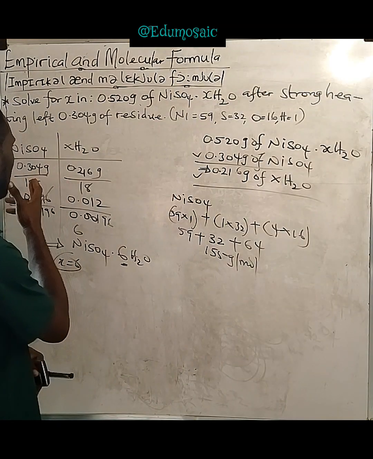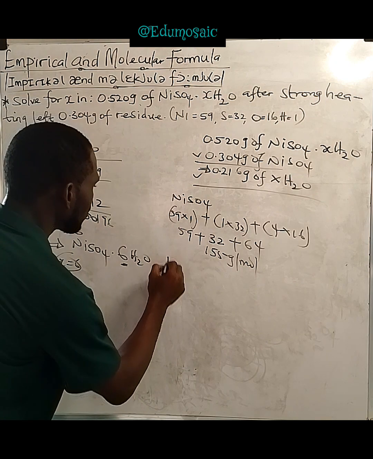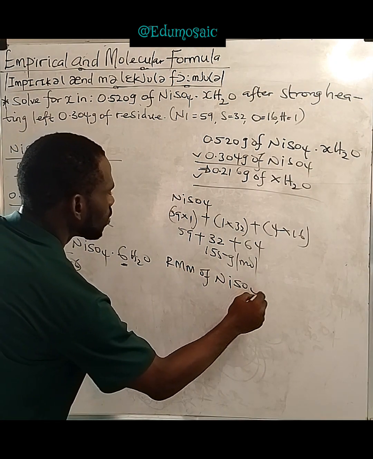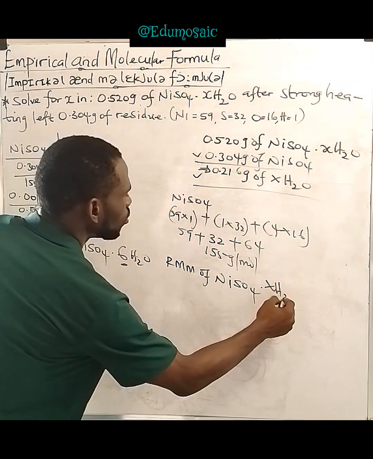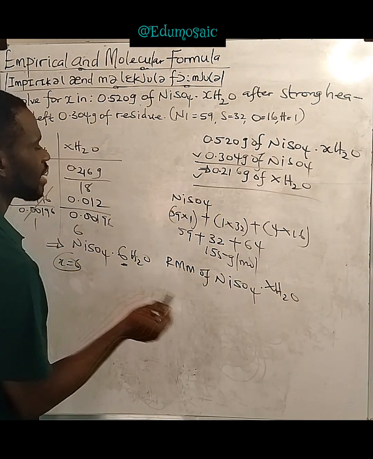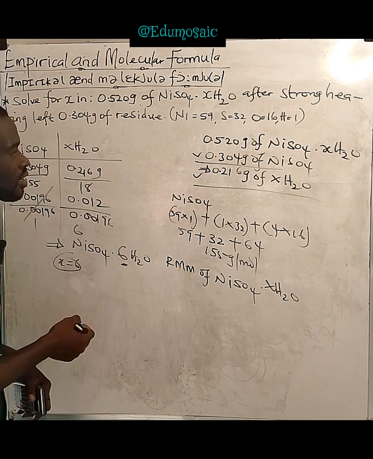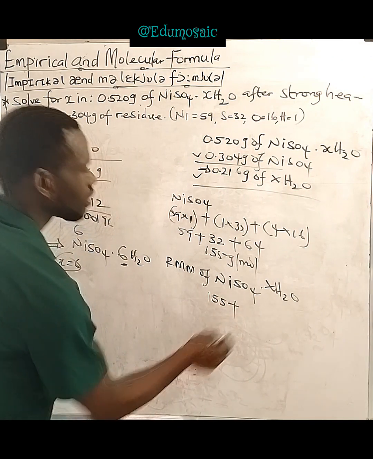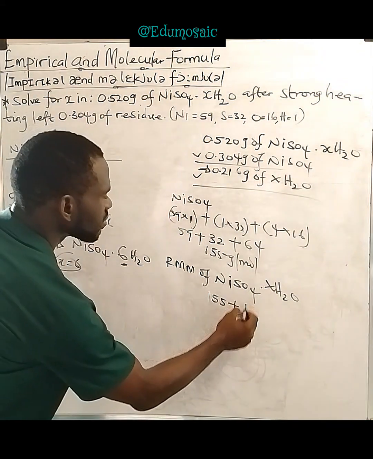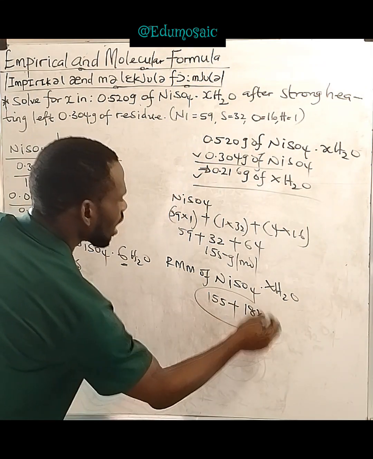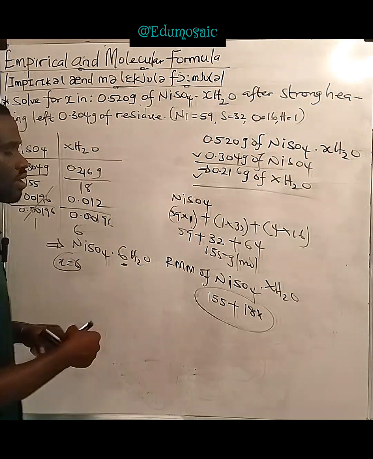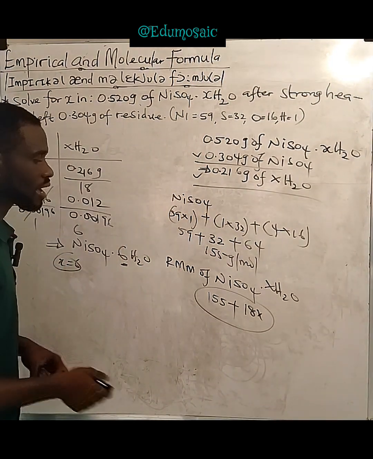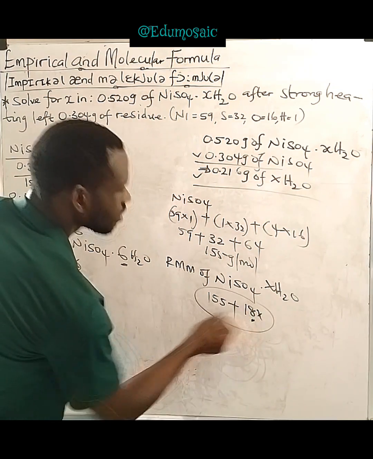We've done that in part here. So RMM of NiSO4.xH2O. The NiSO4 that we got is 155 gram. That is 155 plus H2O is 18. 155 plus 18x is the absolute relative molecular mass of this very compound. While that of water only is 18x itself.